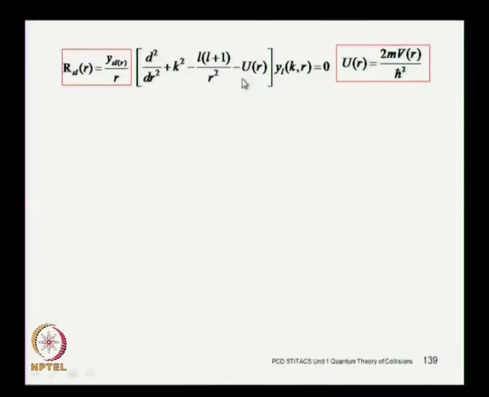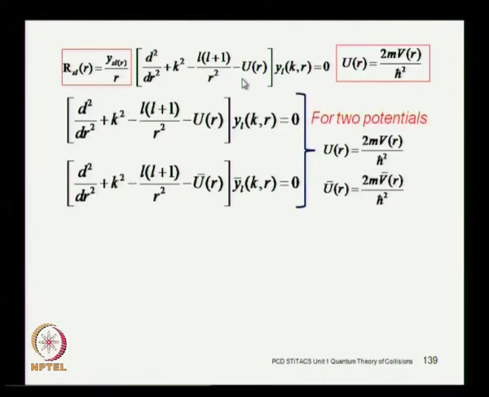And now if you are considering two different potentials, there are two such equations, one for u and the other for the other potential. The second potential I am denoting by u bar. So there is a bar put on top of this u. So there are two potentials, one is u, the other is u bar. These are the two potentials, and their solutions are respectively y and y bar. So these are the two functions which are solutions to the radial y equations.